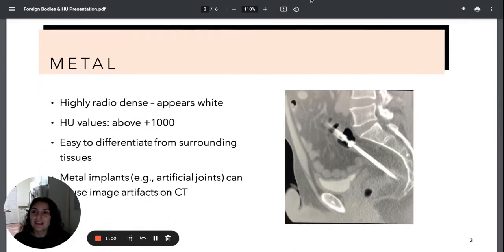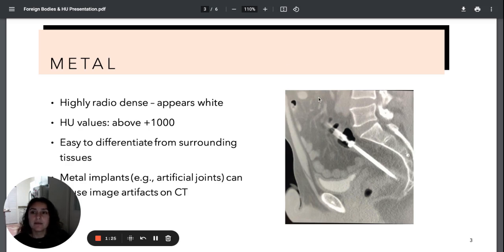Metal. Metal is highly radiodense, meaning it absorbs X-rays and appears white on medical imaging. HU values for metals are typically +1,000, making it easy to differentiate them from surrounding tissues. Metal implants, such as artificial joint replacements, can cause image artifacts on CT scans. This can make it difficult to interpret the image accurately.